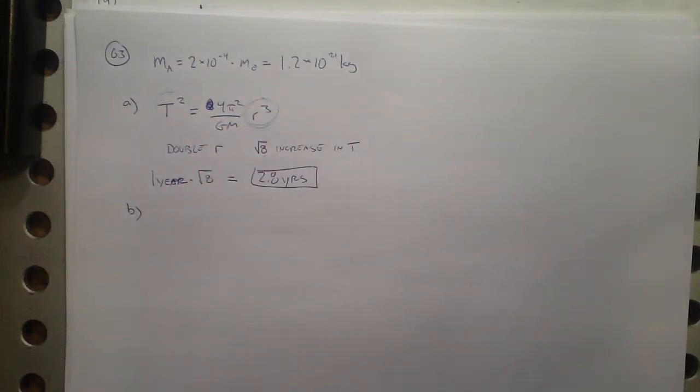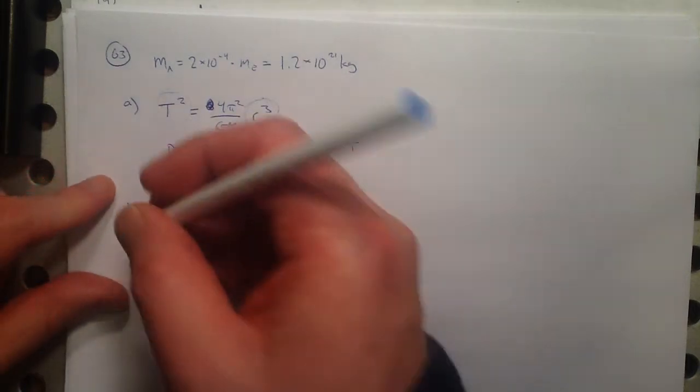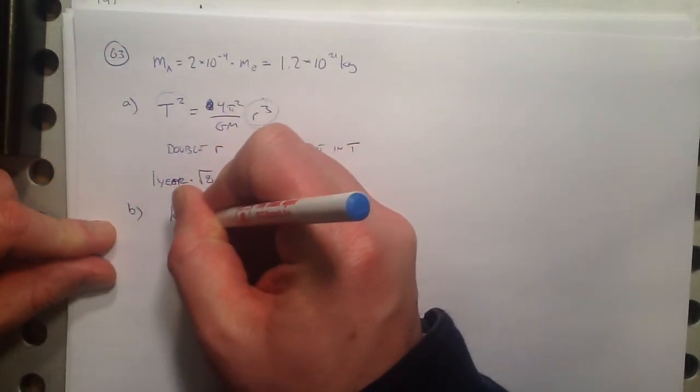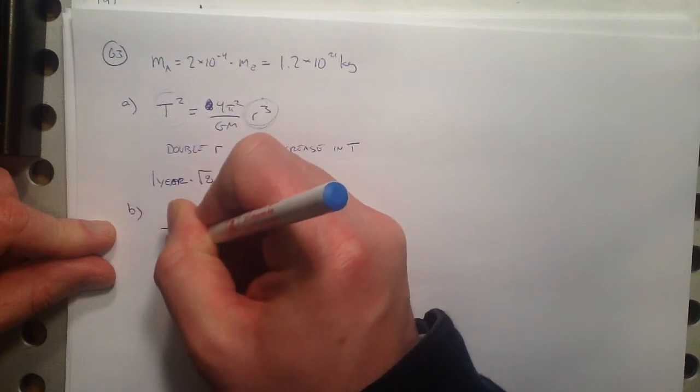Part B. What's the ratio of the kinetic energy of the asteroid to the kinetic energy of the Earth? So the kinetic energy of the asteroid to the kinetic energy of the Earth.